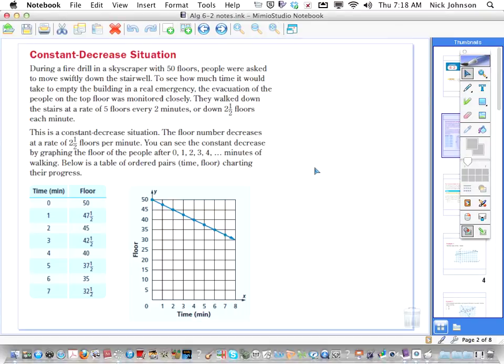A constant decrease situation has a slope of a line that goes downwards from left to right, as you can see in this graph.